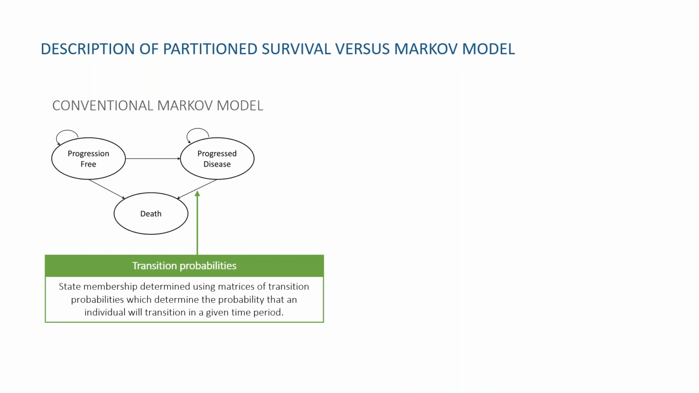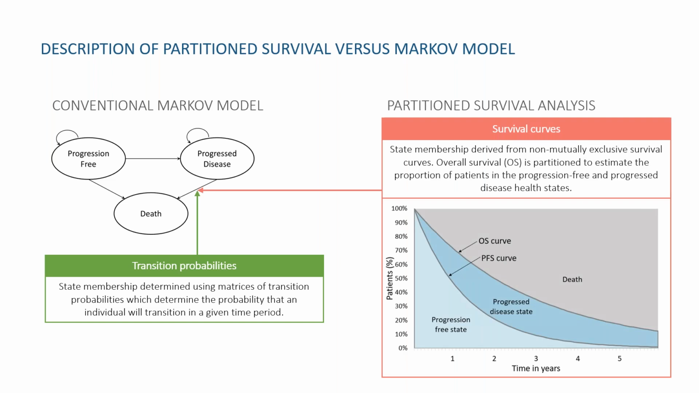So in a partition survival analysis, the key difference is the way in which the movement between the health states is defined. We can apply a partition survival analysis to this same three health state structure, but the way in which the movement is determined is by survival curves. So the state membership is derived from non-mutually exclusive survival curves.